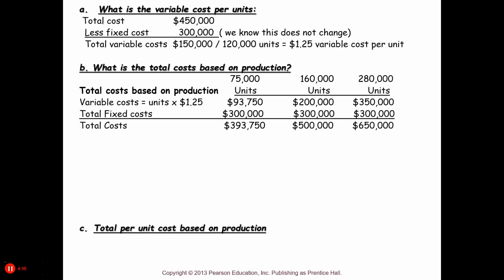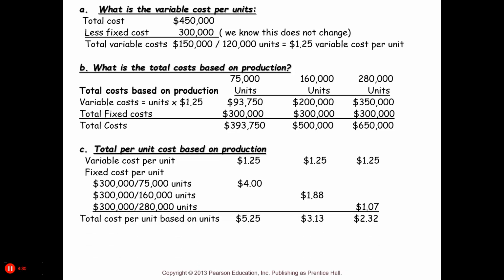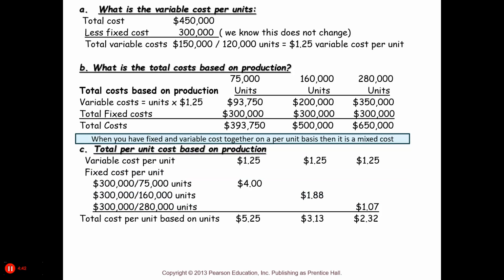Now let's take a look at total cost per unit, cost based on production. Now, if you notice, total variable costs go up as production goes up in total, but fixed costs remain the same. But let's take a look at it on a per unit basis. Variable cost per unit does not change. However, fixed costs, the higher production, the average cost goes down. Again, that's why we don't look at it, because costs are not really changing. When you have fixed and variable costs together on a per unit basis, that's how you get a mixed cost. So those are our mixed costs.